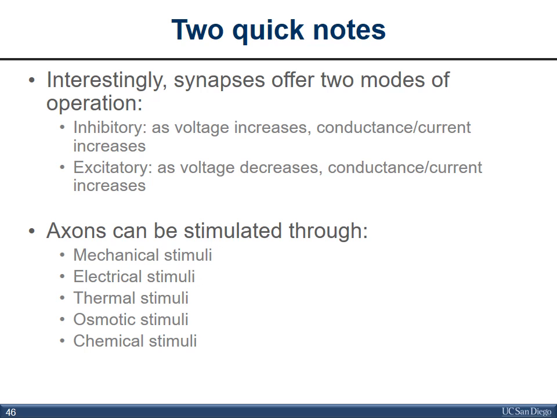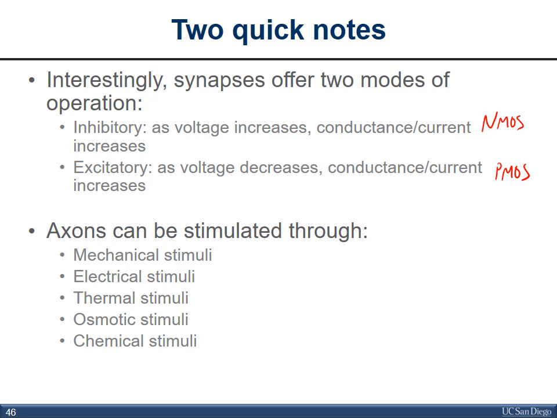So I just wanted to make 2 quick notes before summarizing and finishing the lecture here. What's interesting to me anyways is that synapses actually offer 2 modes of operation. There's an inhibitory mode of operation, which means as the voltage increases, the conductance or the current increases in the cell, or an excitatory behavior, whereas the voltage decreases, conductance or current increases. So this sounds very similar to an NMOS and PMOS transistor, right? So again, it's not a perfect analogy. The synapse is so much more complicated and powerful than just saying it's the third terminal, but there are nice parallels to what's going on in our MOSFETs.